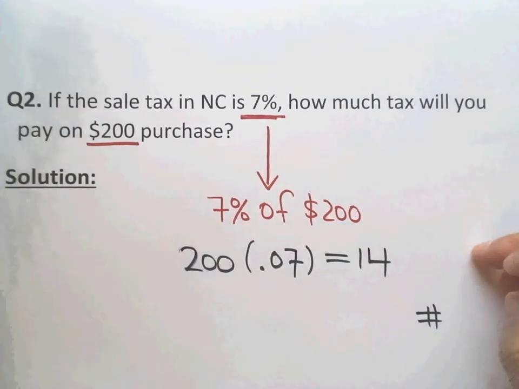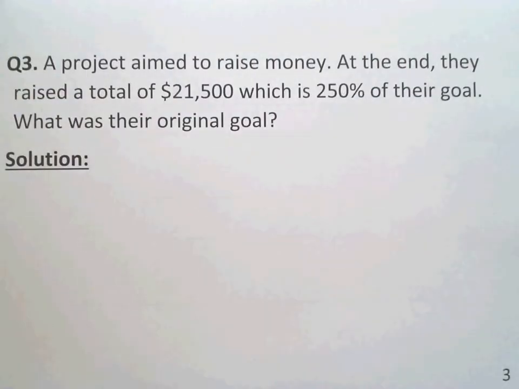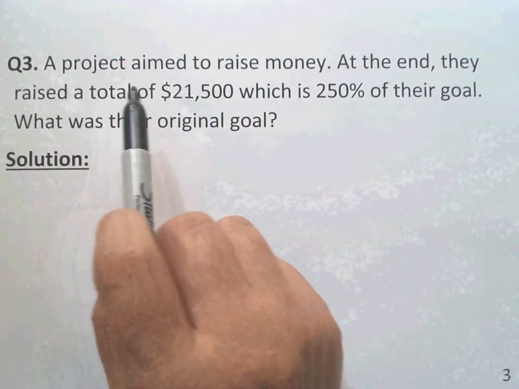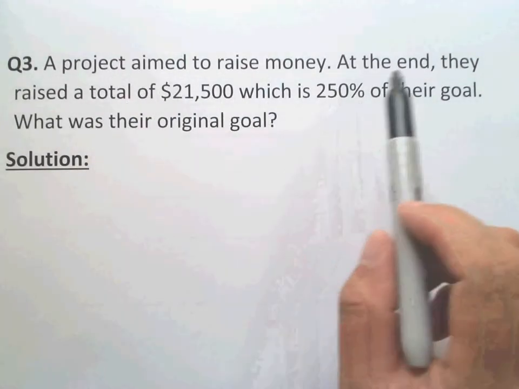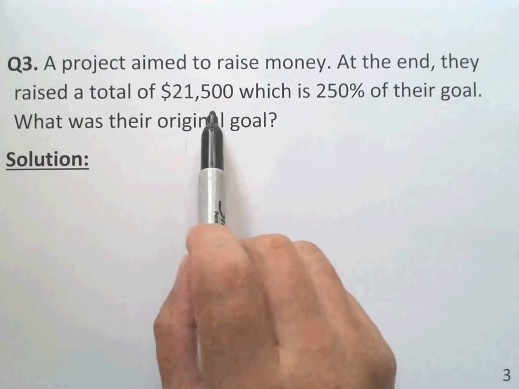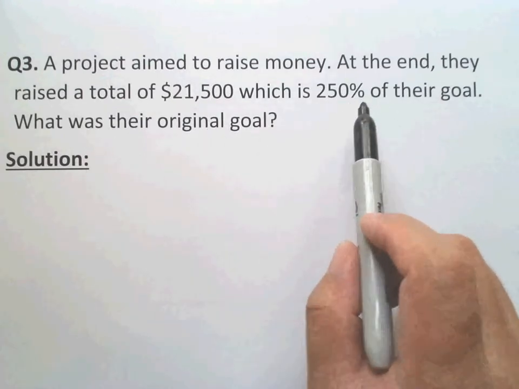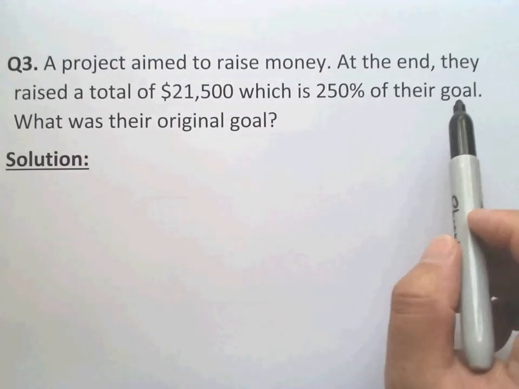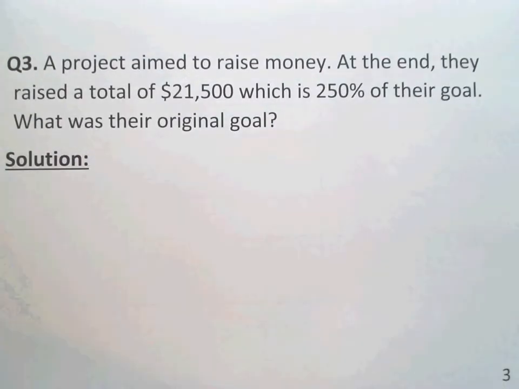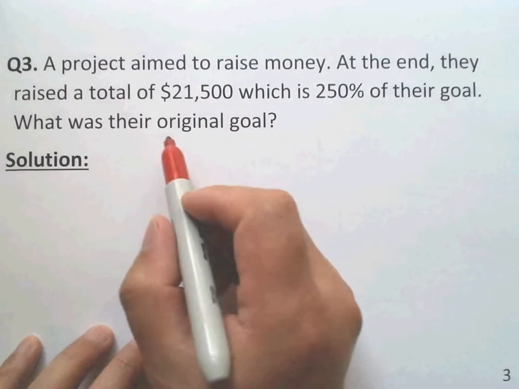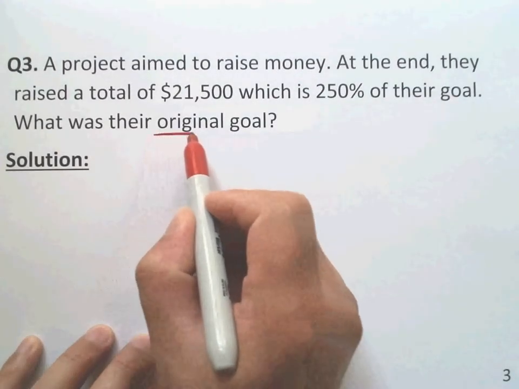One more question. Can you see here? A project aims to raise money. At the end, the total money they raised is this, which is 250% of their original goal. So what was their original goal? The question we look at is here: what is the original goal?